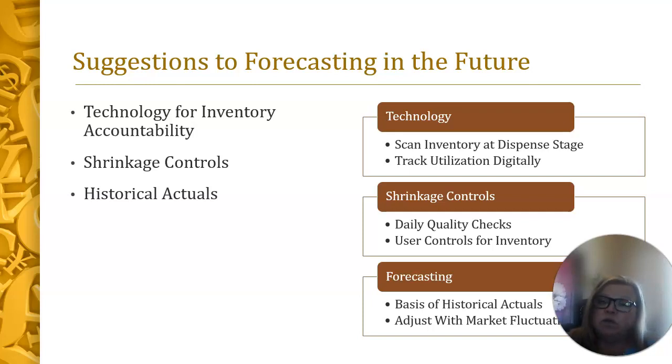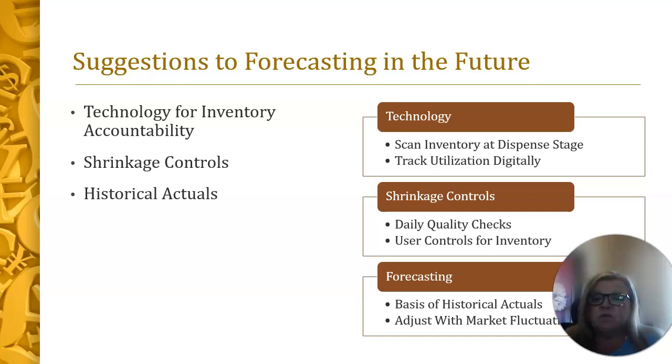The next piece is really related to shrinkage controls. So as we look at how we're utilizing products, it's great to be able to have the inventory scanned. It's great to be able to have the digitalization of the utilization, but then someone has to check that. So if we are finding that we're having extreme shortages that we were not expecting, then we would move to a daily quality check. Also, user control. So who is it that's able to dispense the inventory and supply, and being able to have a little bit more control at this level, which is really in the weeds, but certainly helpful as we're looking at being able to be accurate in the amounts that we're forecasting.